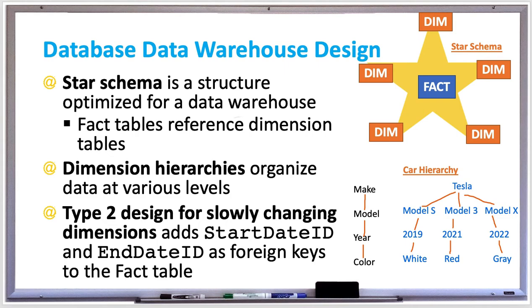To establish the time of a fact, the end date ID for a current row is set to some time much further in the future until the real time is set. This method of adding start and end times to a fact table as a foreign key is called the Type 2 design for slowly changing dimensions.